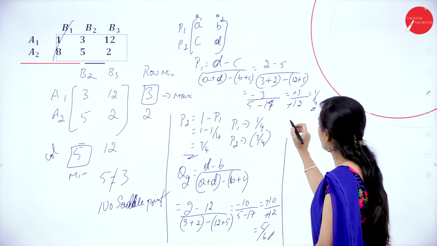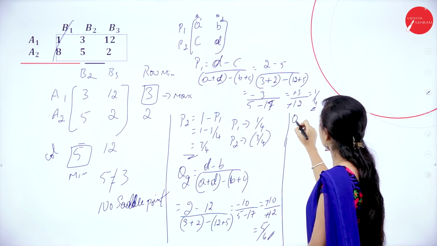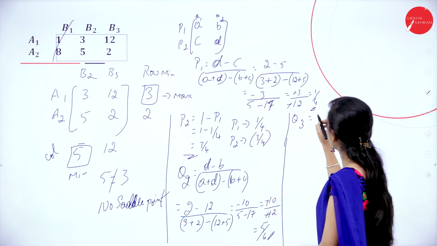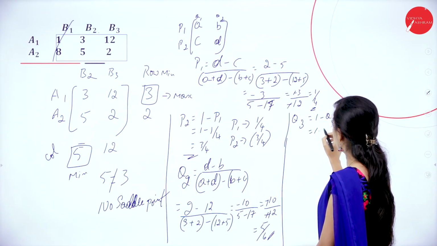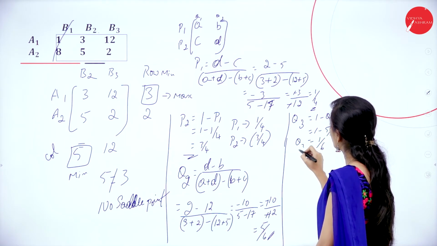So, Q2 is finished. Next is Q3. Q3 means it is B3. Q3 means 1 minus Q2. Q2 is 5 by 6, so 1 minus 5 by 6 is 1 by 6. So, Q3 is 1 by 6.